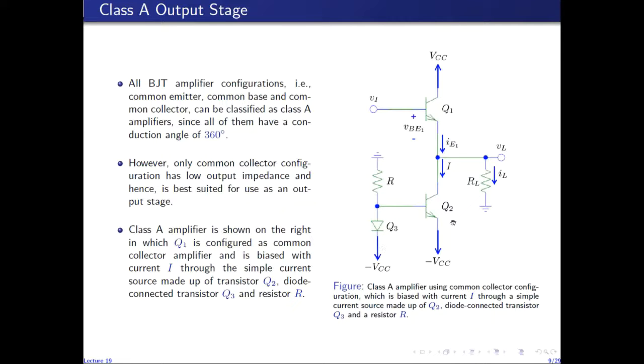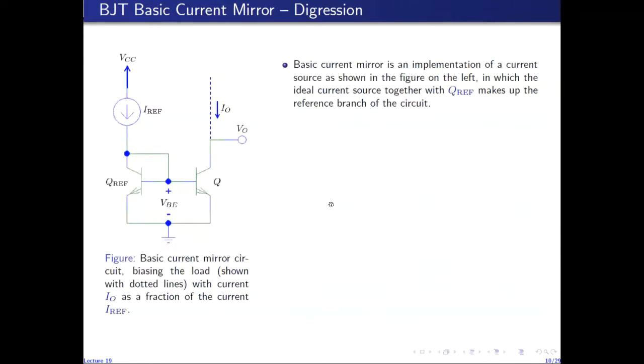So before we can analyze this circuit, it is imperative that we go through the working of this sub-circuit, which is the simple current source. A simple current source is actually an implementation of a basic current mirror, which in turn is an implementation of an ideal current source. So the circuit of a BJT current mirror is shown in this diagram here, in which this ideal current source labeled IREF and this transistor QREF make up what is called the reference circuit.